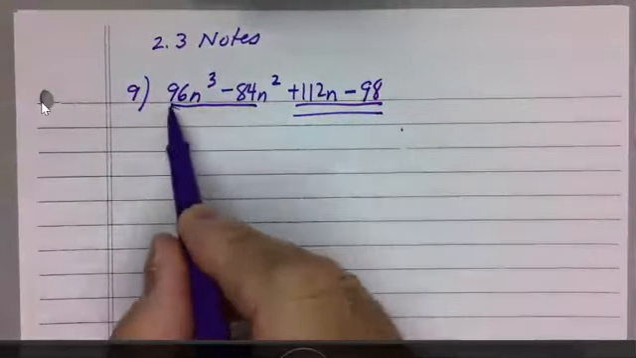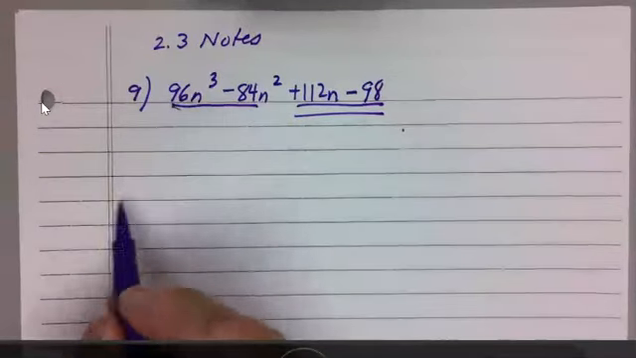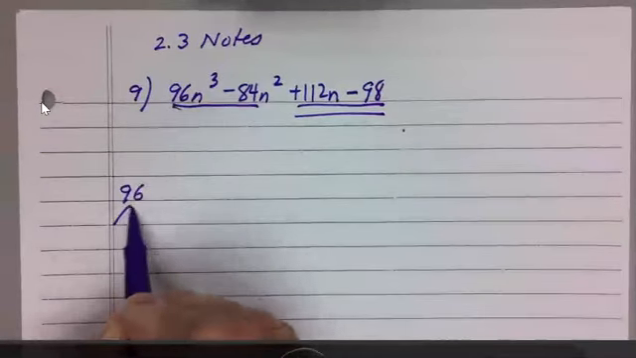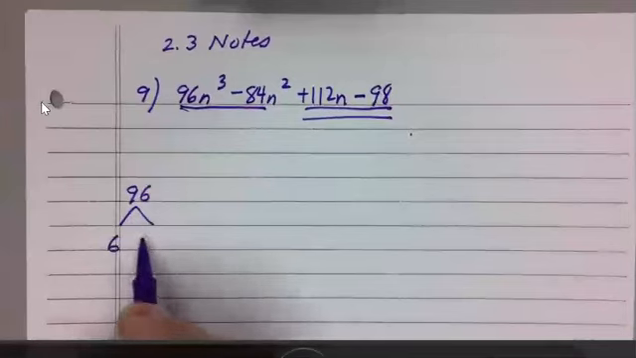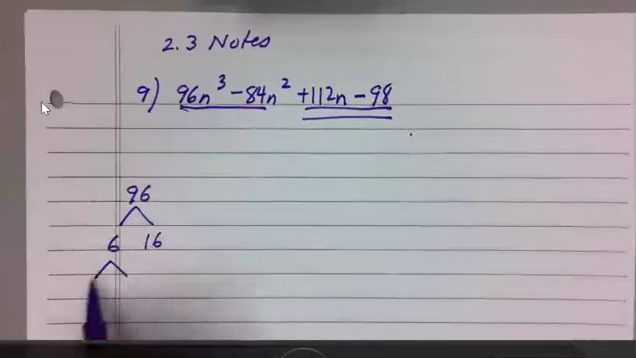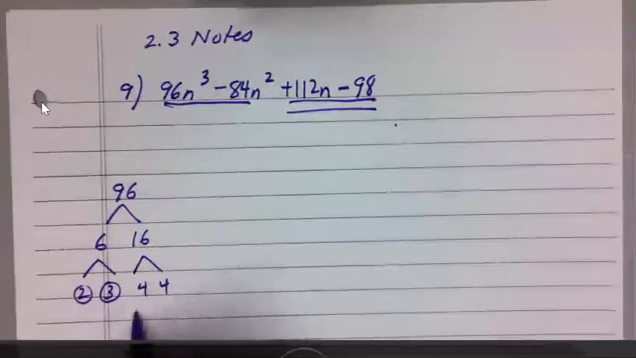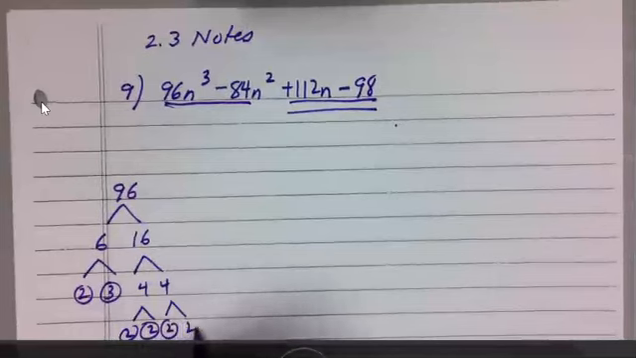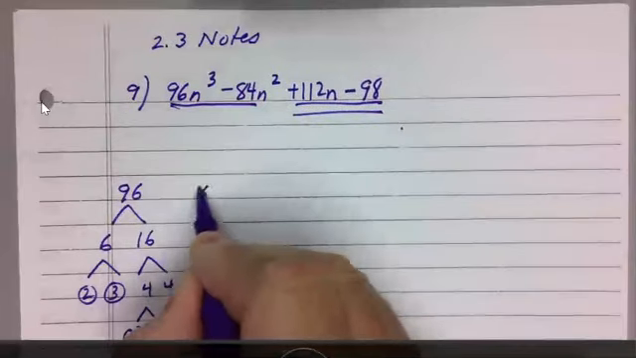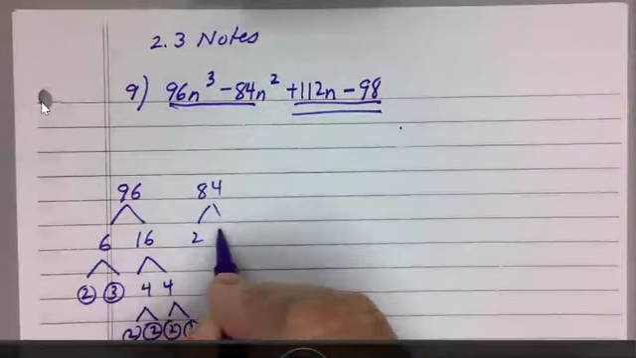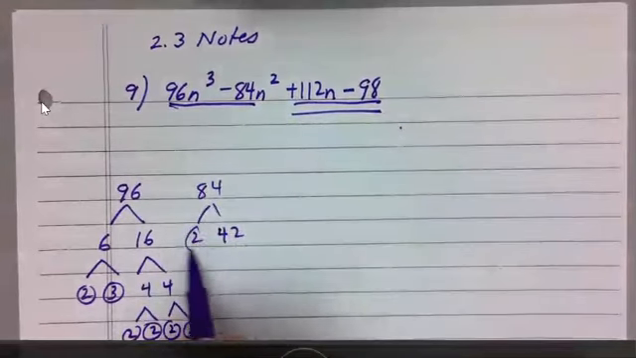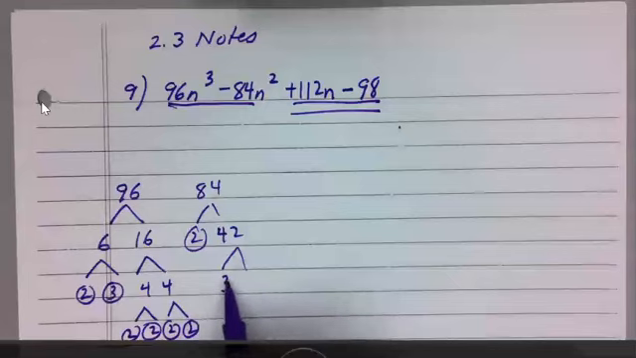So 84 doesn't go into 96. I'm going to prime factor it. You guys have probably never seen this before. It's called a prime factor tree. And 84 is 2 and 42, and 3 and 7, or pardon me, 6 and 7, and 2 times 3.